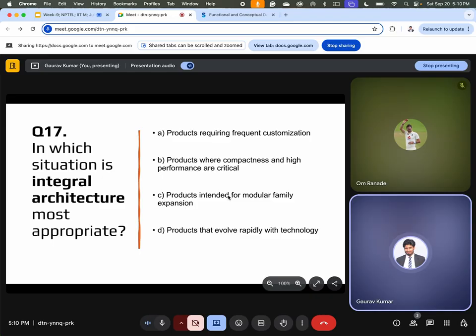So moving to the next question, question number 17. In which situation is integral architecture most appropriate? Is it products requiring frequent customization, products where compactness and high performance are critical, products intended for modular family expansion, or products that evolve rapidly with technology? What could be the right answer?